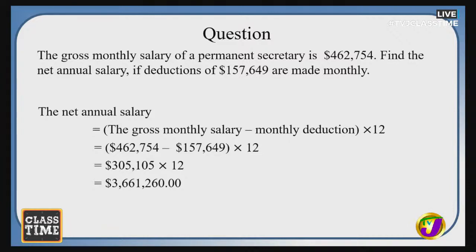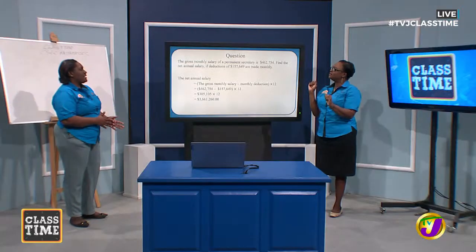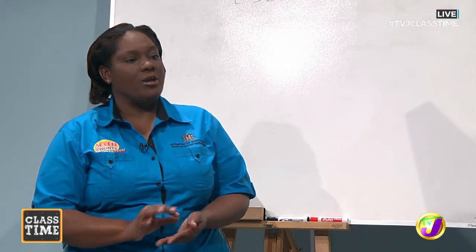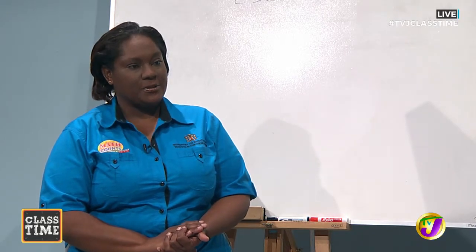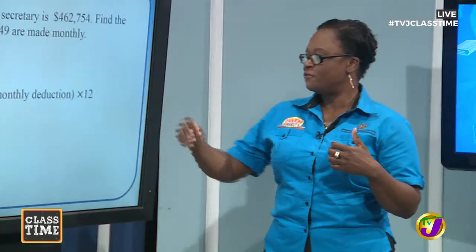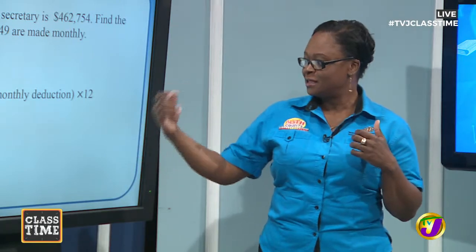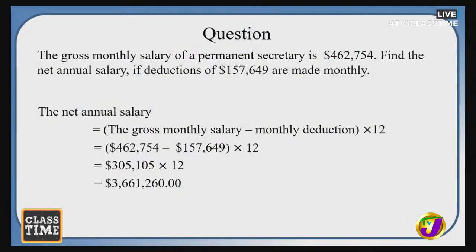And please remind me, when you say the net annual salary, what does that mean again? The total amount you will be getting for 1 year with all your deductions being taken out. Okay, good. So I know that I have $3,661,260 to work with after deductions. So it sounds like a lot of money, but it's all for the year. It's for 1 year. Okay, so let us go.